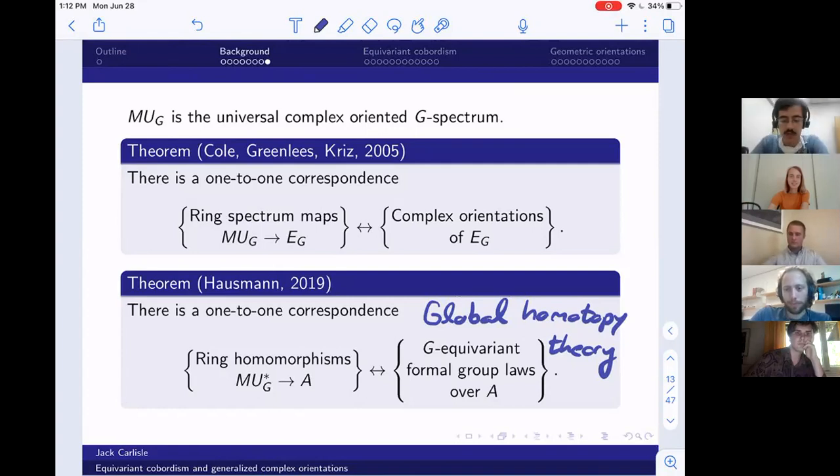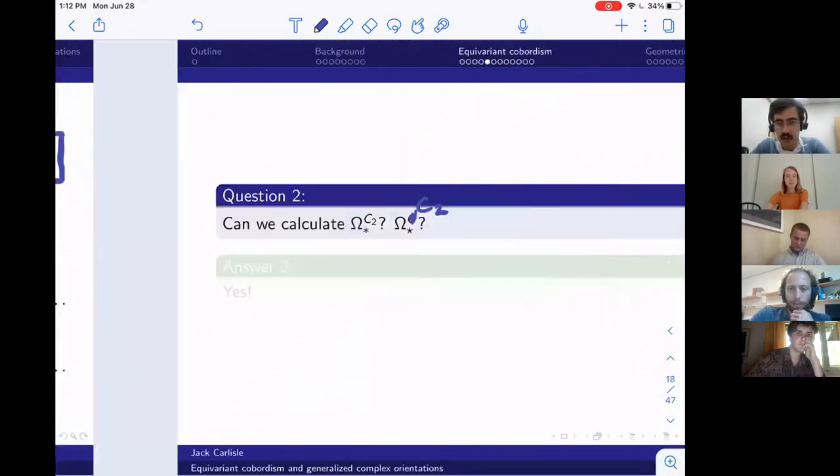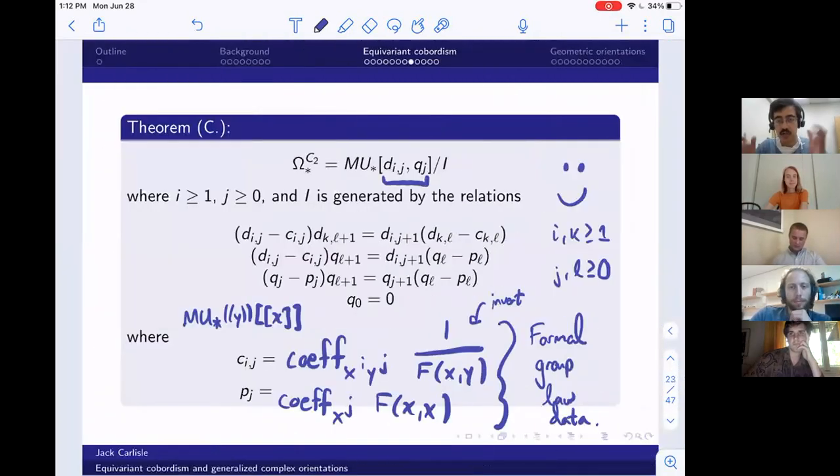Could I ask a quick question? So you have a description of this geometric bordism ring for C2 complex manifolds. That's right. So elements in this ring should be represented by equivalence classes of actual stably almost complex manifolds with C2 actions, right? That's right. So for which ones do we know what the generators are?